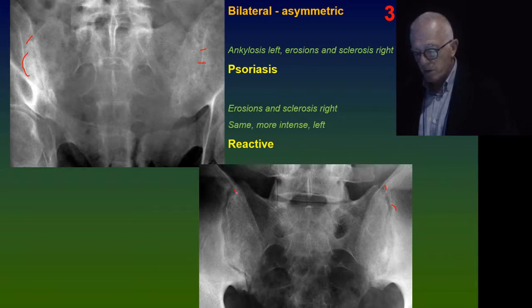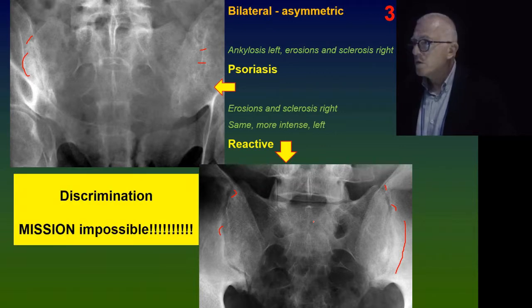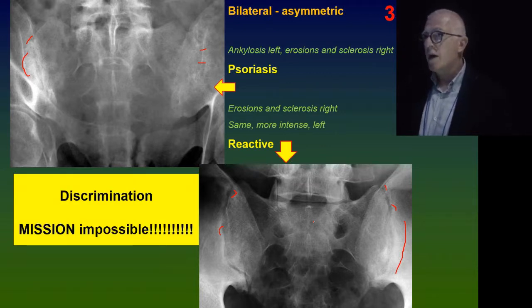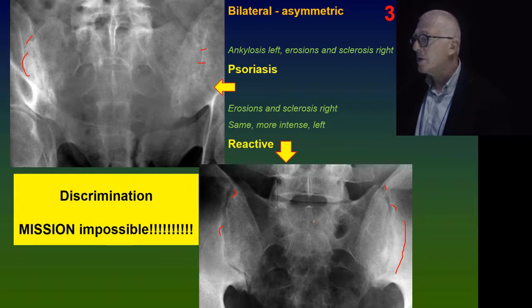And in this patient, we have erosions and sclerosis on the right. You see here erosions, and here, and sclerosis, but more intense on the left. This is psoriasis, and this is reactive arthritis. Therefore, to discriminate asymmetrical bilateral involvement, it's mission impossible. We have to include both of them in the diagnosis.